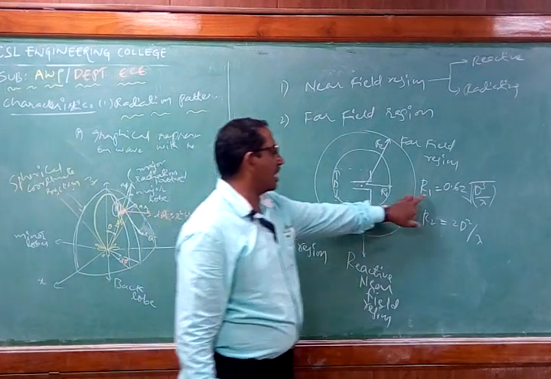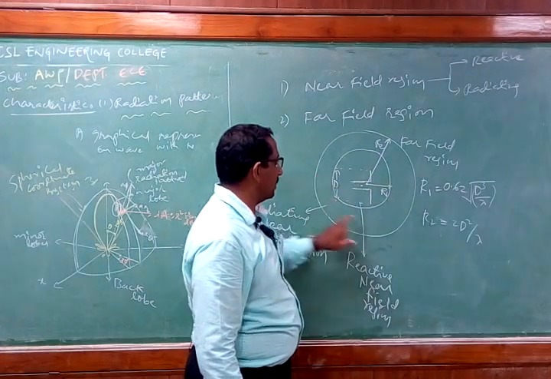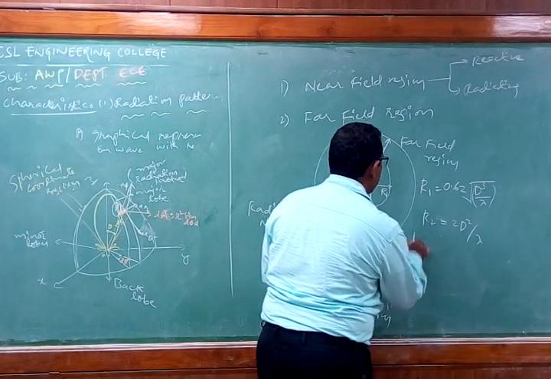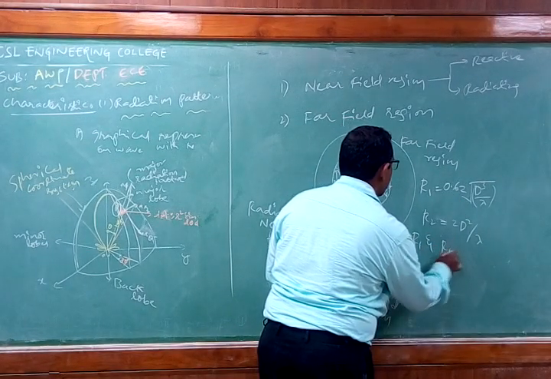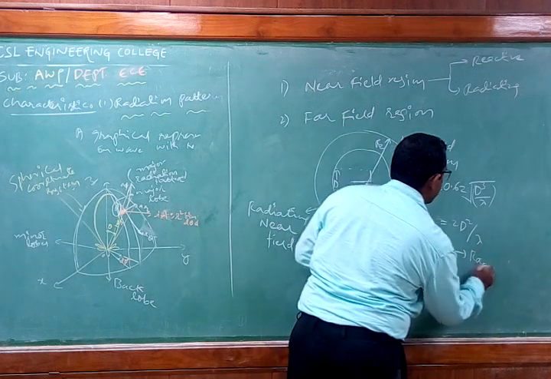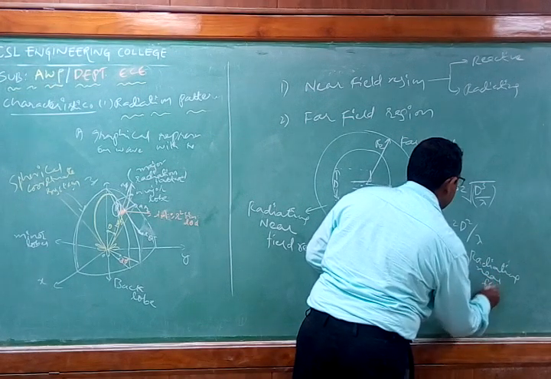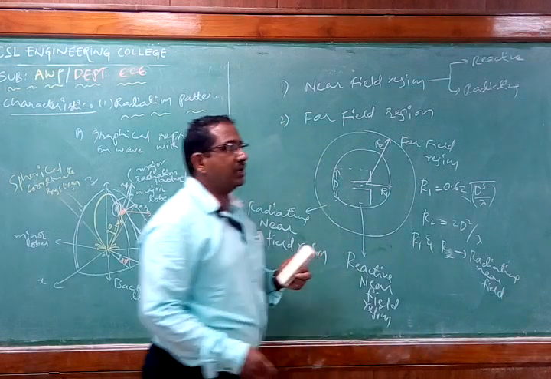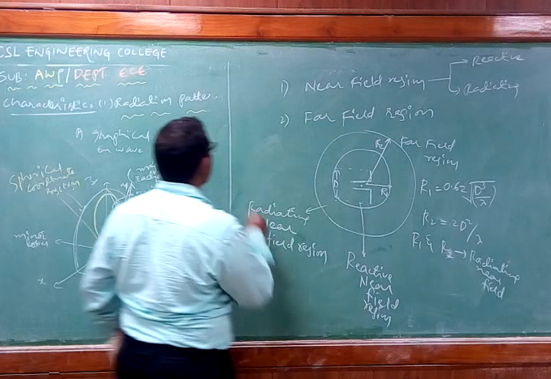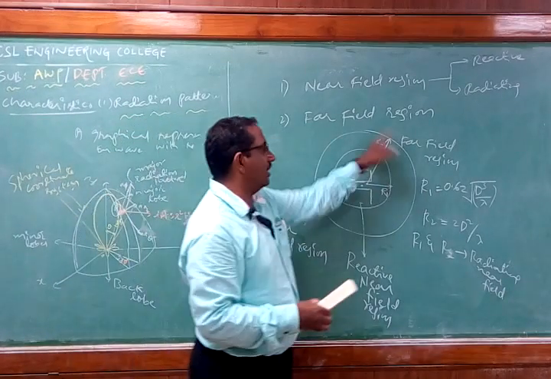So, R1 is the reactive near field region, and in between these two values, that means between R1 and R2, we normally have the radiating near field region. And what is the meaning of greater than R2? Above R2, all that region is known as the far field region, right?